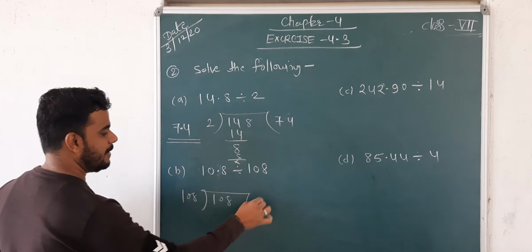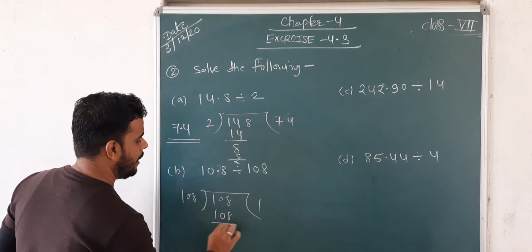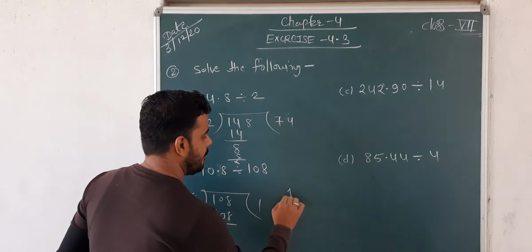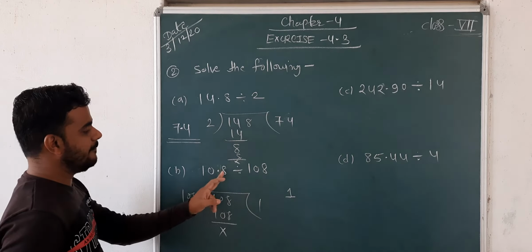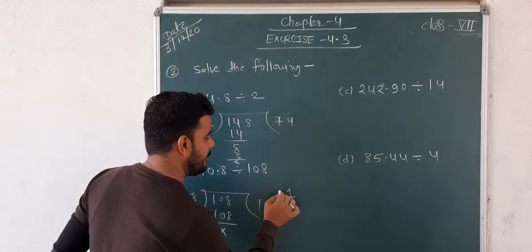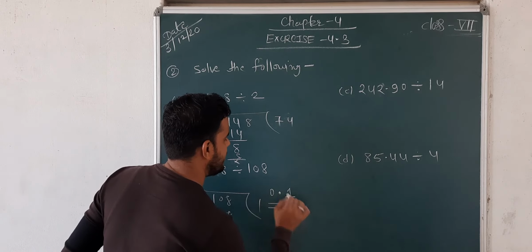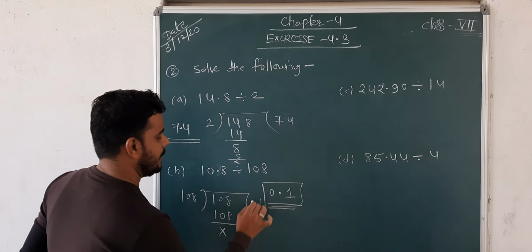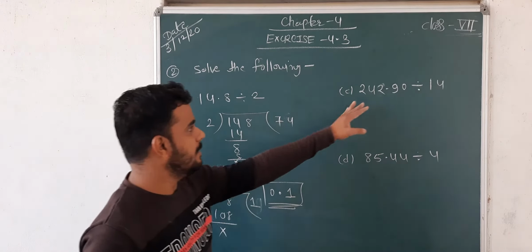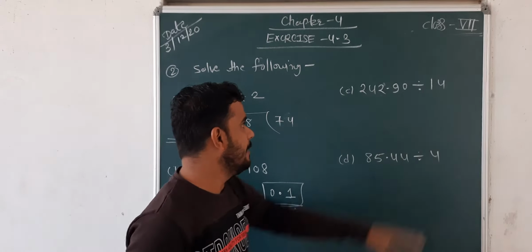The second one, 108 divided by 108. 108 divided by 108 is one time only, so the answer is 1. But there is one number after the decimal, so just put the decimal after one digit. The answer is 0.1. The next, 242.90 divided by 14.